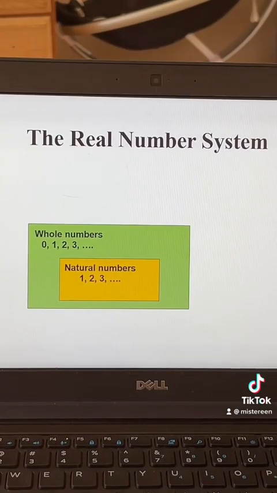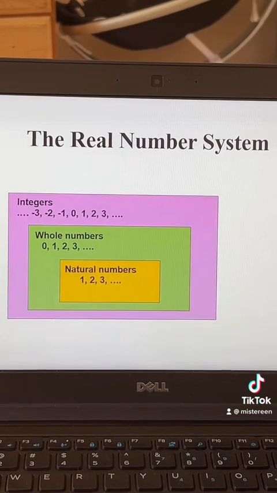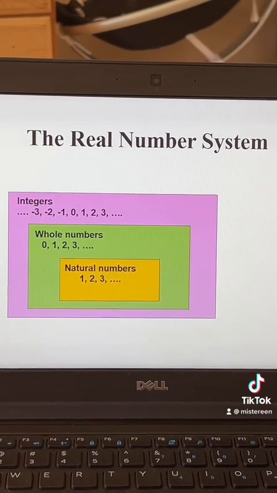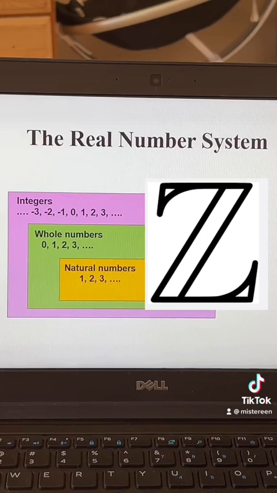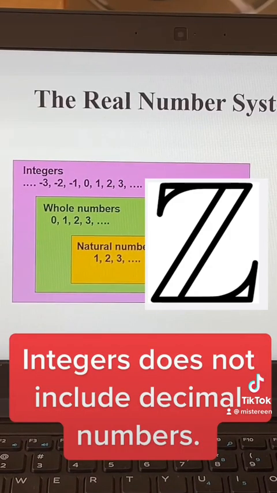The next group to whole numbers is what we call the integers. Here's the symbol for integers. The integers are the numbers that include the natural numbers 1, 2, 3, plus the whole number 0, plus the negative numbers, -1, -2, -3, and so on. So these are the set of integers. Now remember that the set of integers does not include decimal numbers.